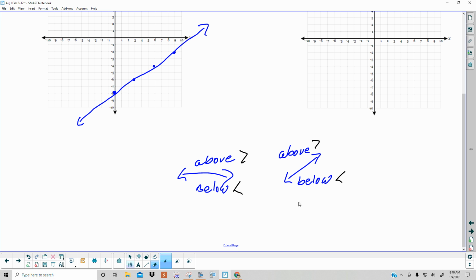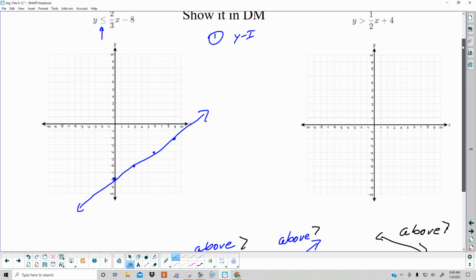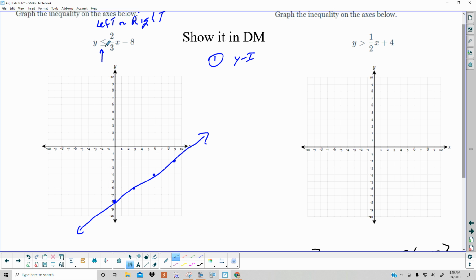If it's facing the other way, this is above. This is below. So above is greater than, below is less than. Notice this is going right, this is going left, but they're both below. It's not contradictory. Just think of this: above is greater than, below is less than. Y is less than this line. Less than is below the line, so you shade below it. And that would be your answer.